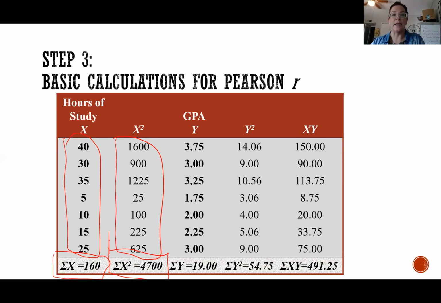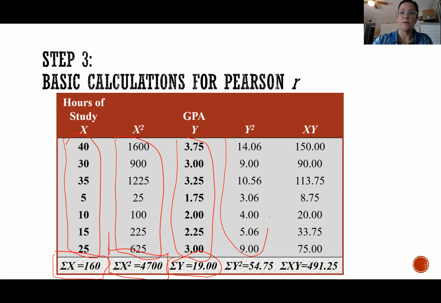But then you're going to need to do the same thing for Y. You're going to add up your Y's and have your sum of Y there. And then you're going to square every Y. So here's the Y squared. So 3.75 squared, 3 squared, 3.25 squared. So now you have your sum of Y squared. But then you have the product of X and Y. So you have to multiply every X value to its corresponding Y value. So in this case, 40 times 3.75 is 150. 30 times 3 is 90. Et cetera.